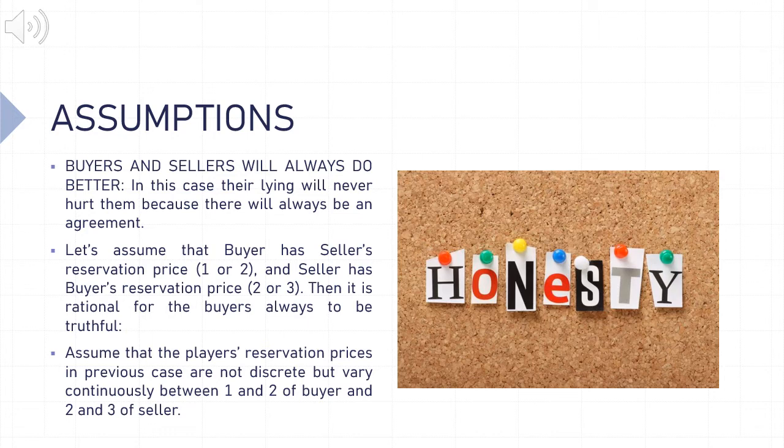Assume that the players' reservation prices in the previous case are not discrete but vary continuously between 1 and 2 for the buyer and 2 and 3 for the seller. Although truthfulness is still rational, it is not beneficial, because only with probability will each player's reservation price be at its end point 2, and otherwise the players will never agree.